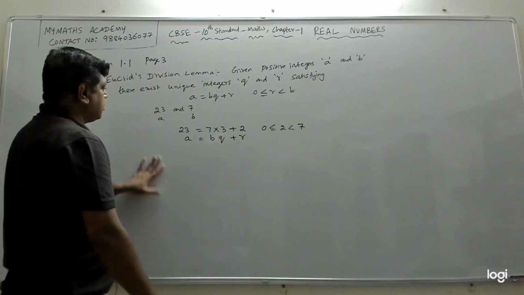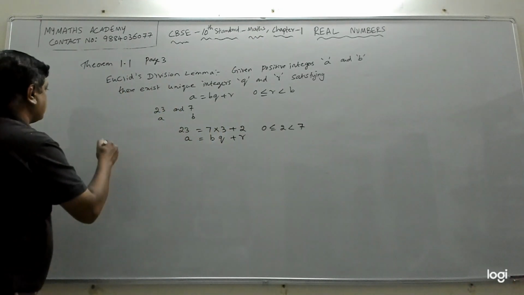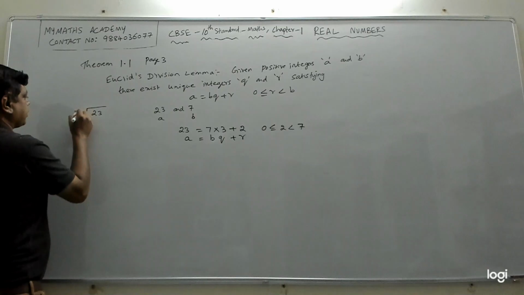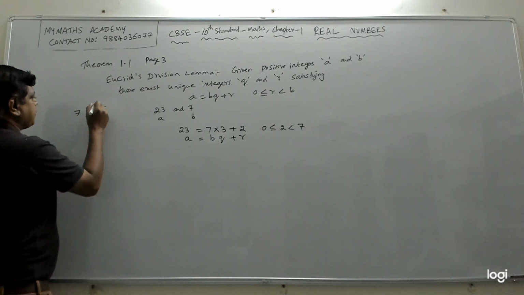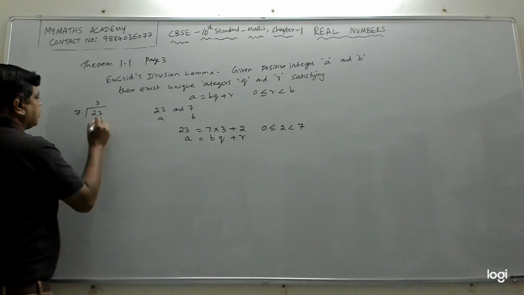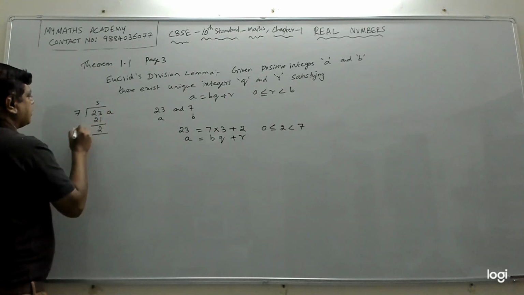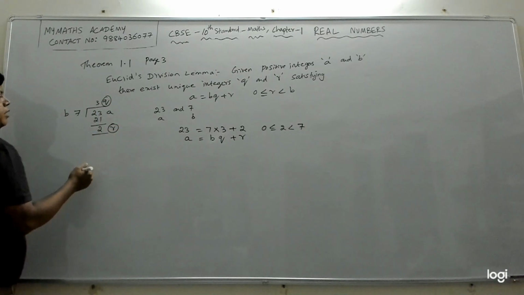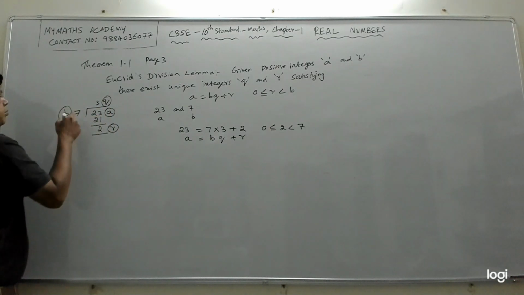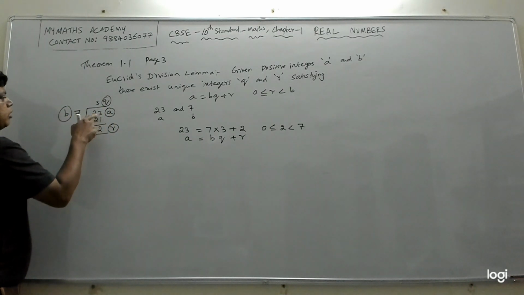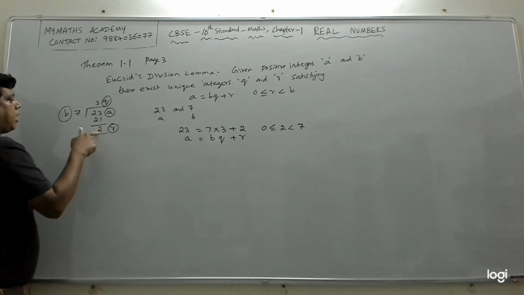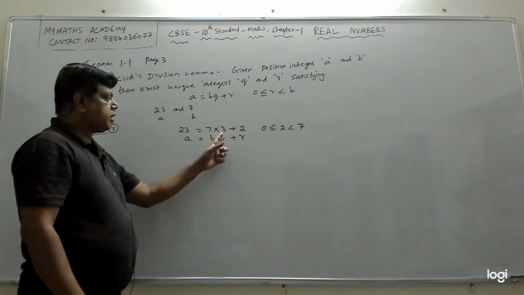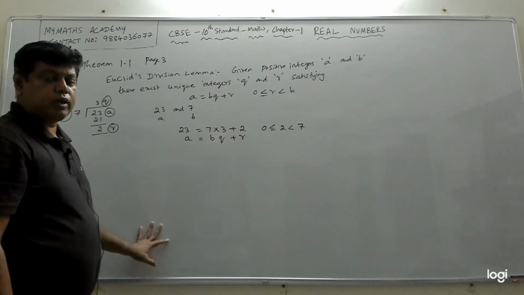Clear? So how did I find this? If you divide, you will get the answer. You put the bigger number inside and the smaller number outside, and do the normal division. 7 times 3 is 21, and the remainder is 2. So this is your a, this is your b, this is your q, and this is your r. Your a is 23, b is 7. These two are the given numbers, a and b. How did I find q and r? You just need to divide and write the quotient here and the remainder here. So this is called Euclid's division lemma.